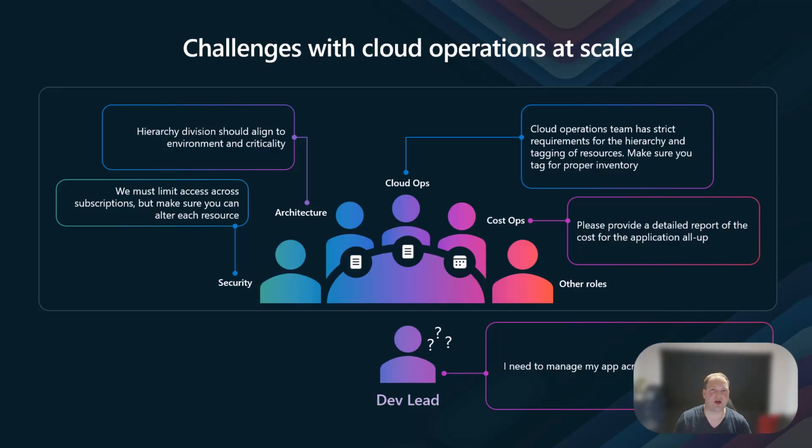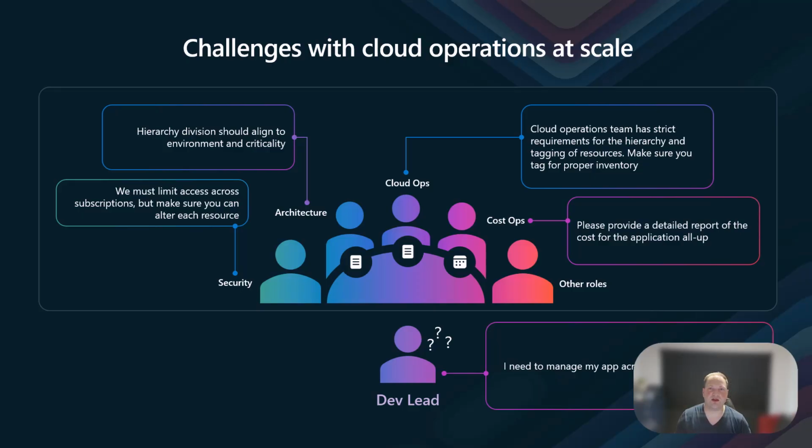First we have the architecture team. They want the resource hierarchy to align perfectly with the application environment, production, non-prod, the criticality of the system, and so on. Then we have the security persona. They need to limit access across subscriptions to reduce risk while making sure that every resource is treated the right way for compliance.